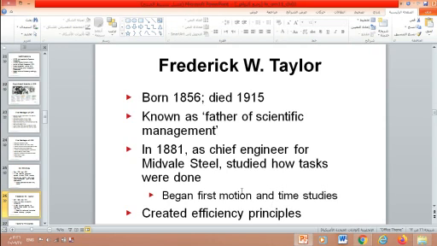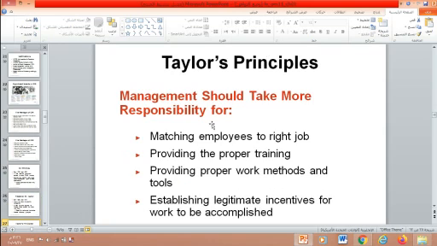Of course, the most important things he did were many theories, including first motion and time studies, and he created an efficiency approach. Okay, and also there are many principles for Taylor, such as matching employees to the right job, selecting the employees the right way, providing proper training for these employees, and also proper work methods and tools, using the scientific approach in order to perform our tasks, and establishing legitimate incentives for work to be accomplished.